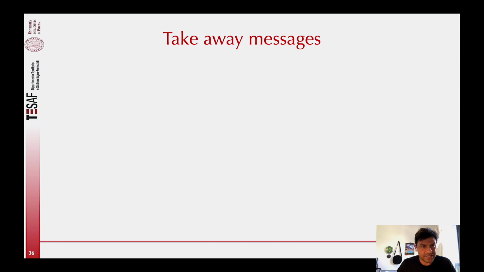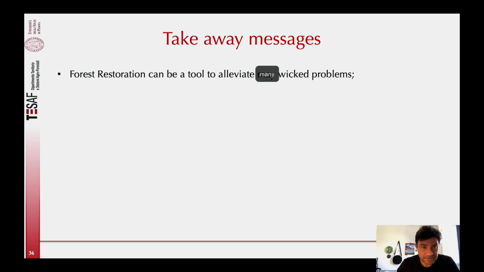Well, takeaway messages after this journey, we have a few messages to take away. First, forest restoration can be a tool to alleviate many wicked problems, not just climate change, not just water security, not just biodiversity conservation, not just food security, maybe all of them together. Forest restoration, mainly when it is designed to restore a whole landscape, means you can have different interventions to attend different interests and to deal with different wicked problems.